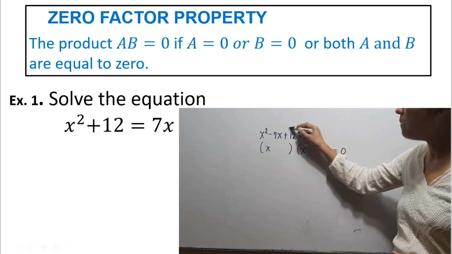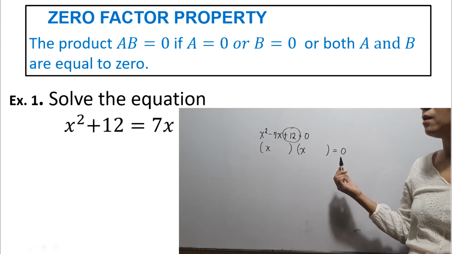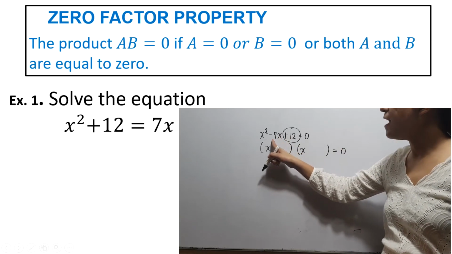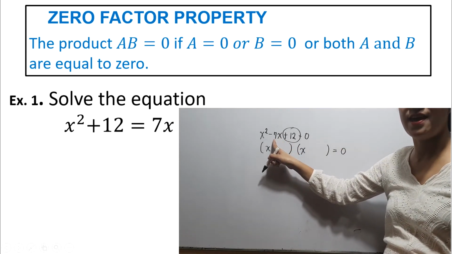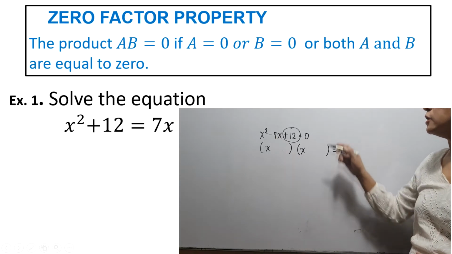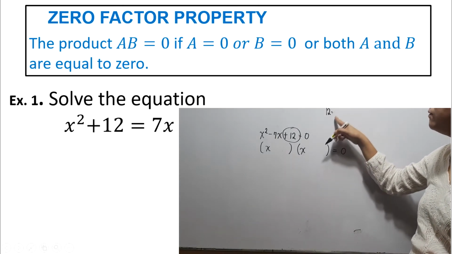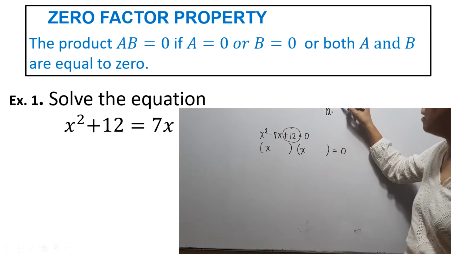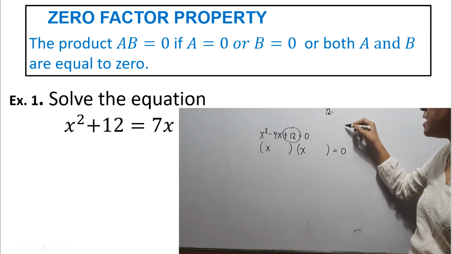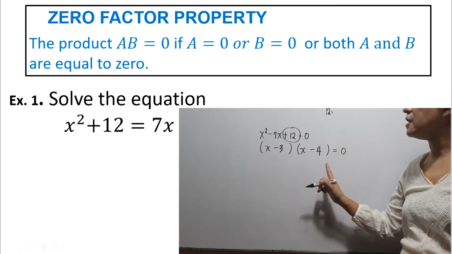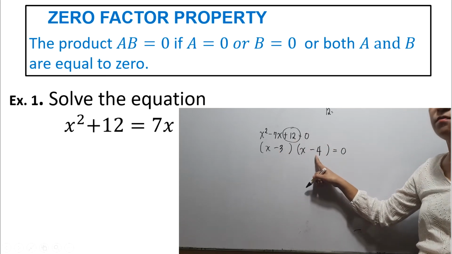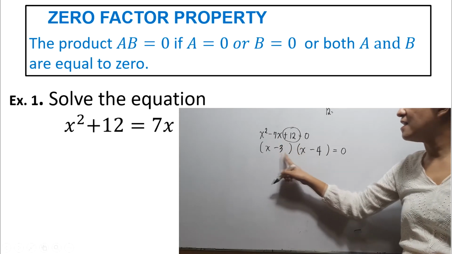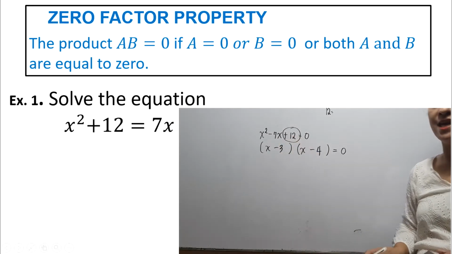Okay, the last term is positive 12. So, you are going to think of the factors of positive 12 na kapag pinag-plus mo, the answer will be negative 7. Katulad ng middle term. So, ang factors ng positive 12 na pag pinag-plus, ang sagot ay negative 7 ay, okay, tingnan natin, negative 3. Pag pinag-plus natin yung negative 3 at negative 4, that is equal to negative 7. So, ayan ang factors ng trinomial na yan.